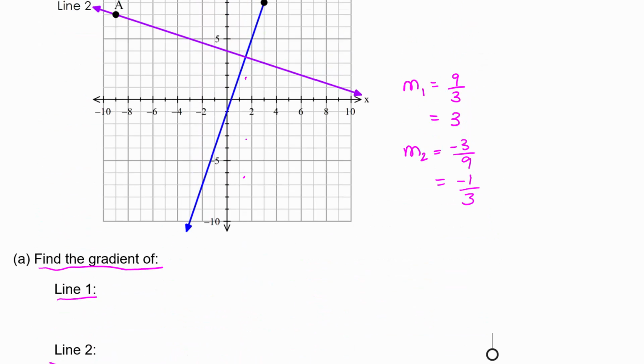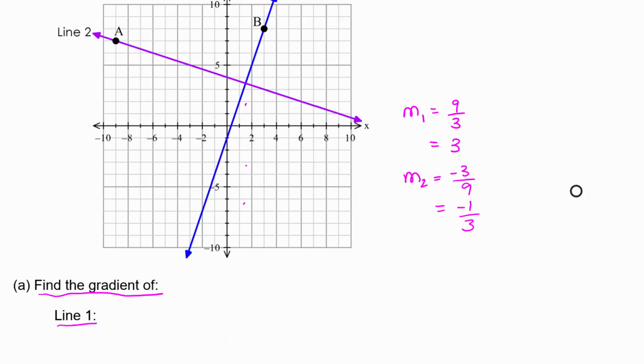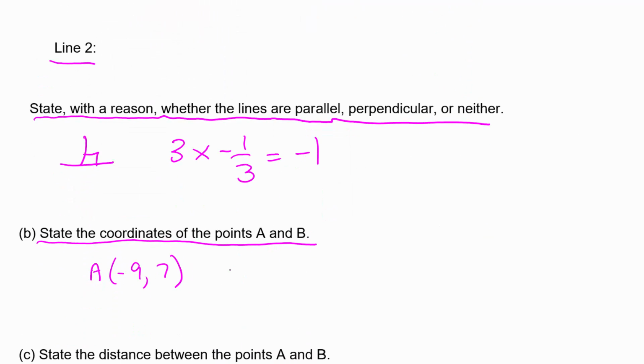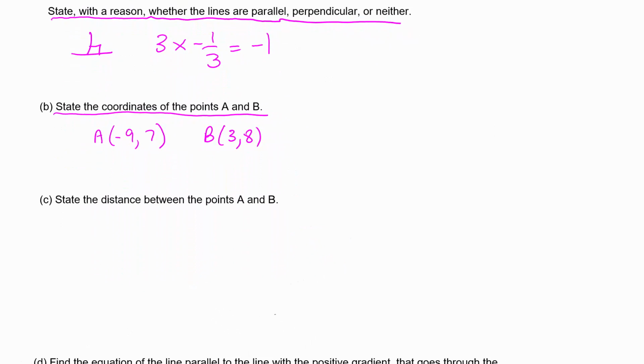And what about B? So B is here, and that is at 3, 8. So B is the point 3, 8. State the distance between the points A and B.